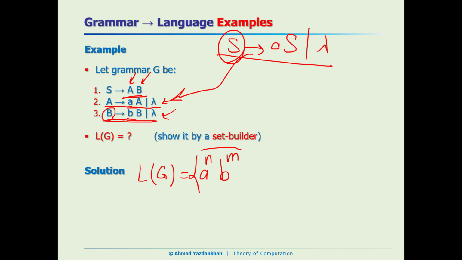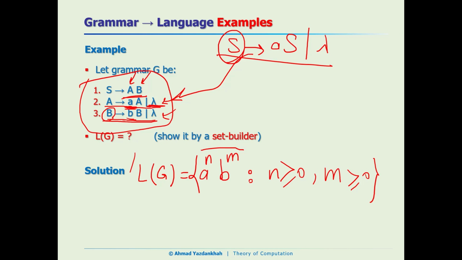Not necessarily can these two be equivalent, right? So that's why we use different variables for that. A to the n, b to the m, such that what? N can be 0, yes, because the number of a's can be lambda, so greater than or equal to 0, and the same thing for m. Fantastic. So this grammar represents this language.